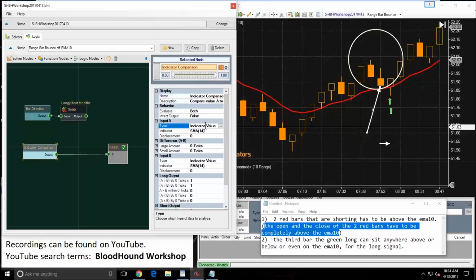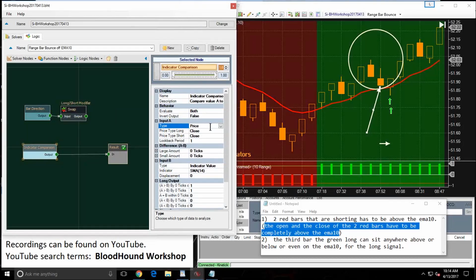So for input A, that's going to be our price.